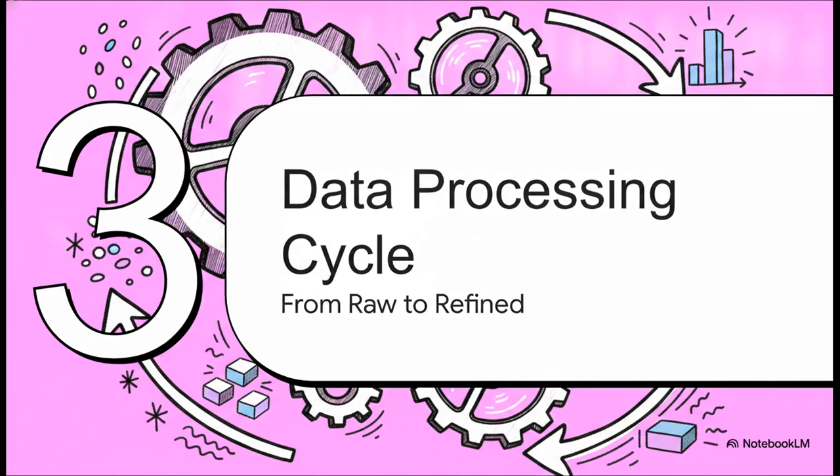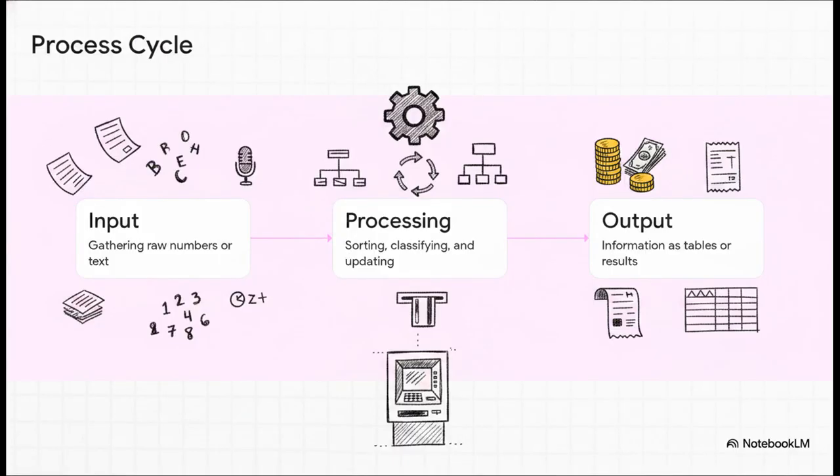Section 3. The data processing cycle, from raw to refined. Now, this cycle right here is the mechanical heart of our explainer. This is how we take those raw materials and actually make them useful. Step 1 is input, just gathering the raw numbers or text. Step 2 is processing. This is where the system gets to work, sorting, classifying, or updating everything. And step 3 is output, giving us that refined information as clean tables or actionable results.